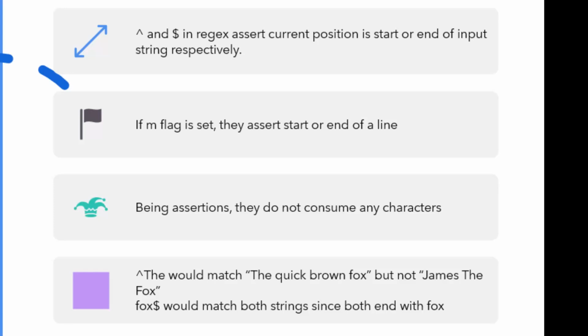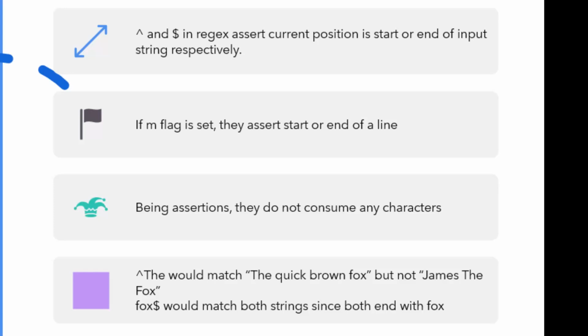First, let's understand what caret and dollar mean. Caret is a beginning of line assertion, so a regular expression like caret the would match "the quick brown fox", but not "James the fox", even though both have the word "the" in them. It only matched input where the word "the" appeared at the start. Please recall from our definition that assertions are little tests embedded in regular expressions to ensure certain conditions exist for a match to occur. This is what is happening here.